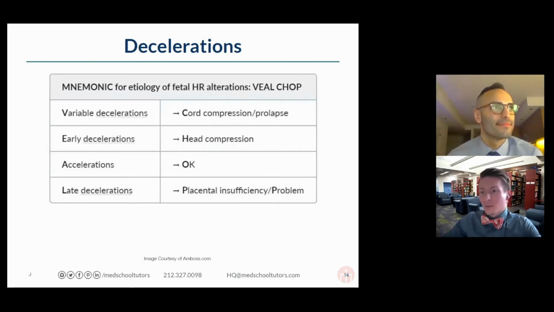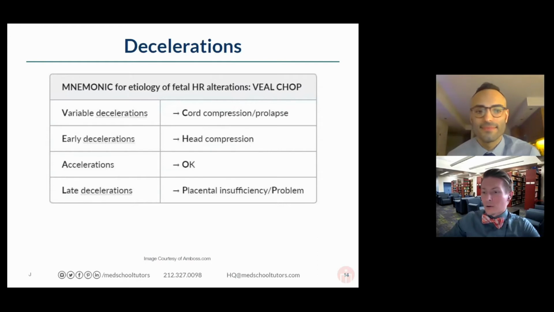And in reality, the ones that we care about most are the late decelerations. The rest of these findings can range from benign to innocuous to potentially dangerous, but the late decels are the only ones that require an immediate intervention in many cases.